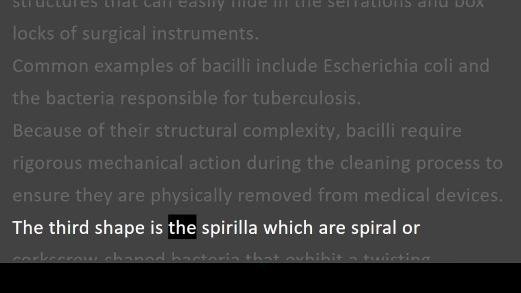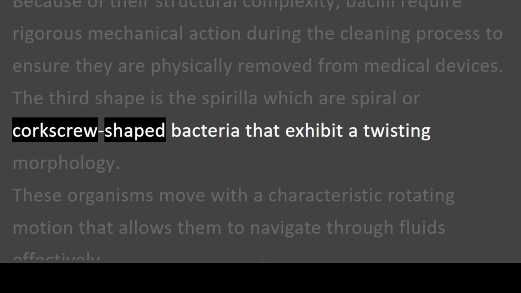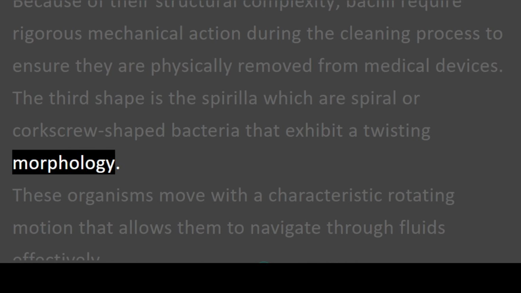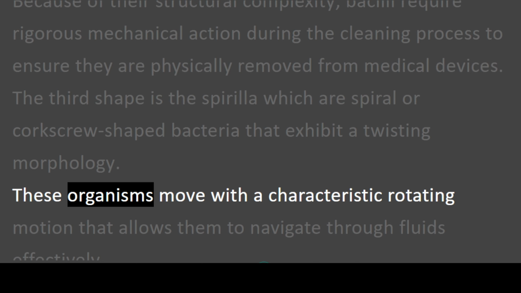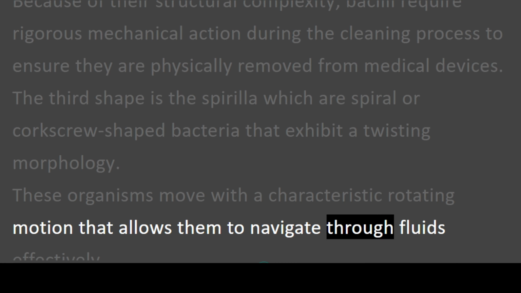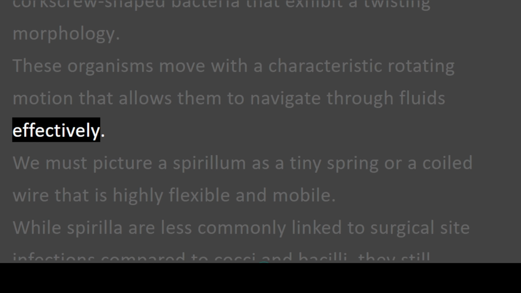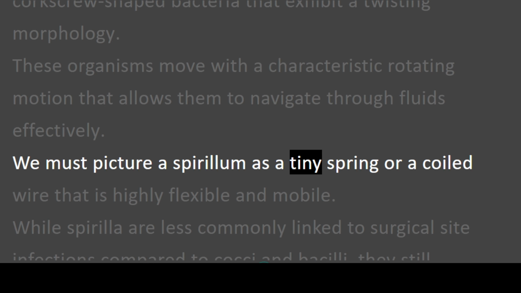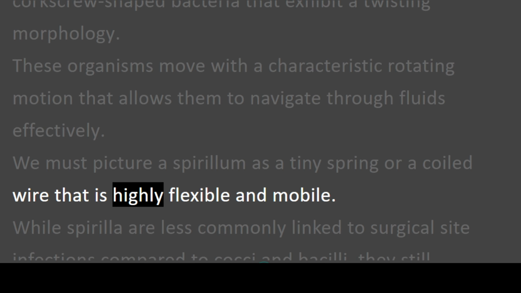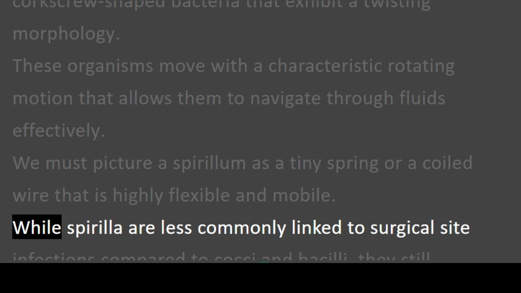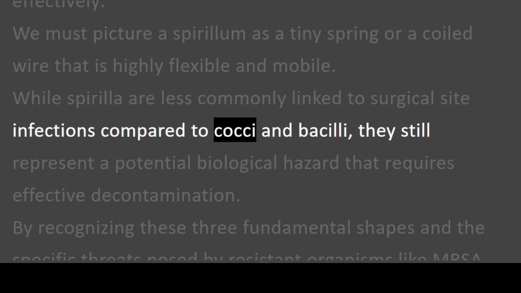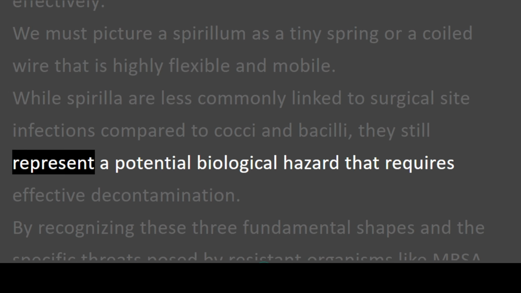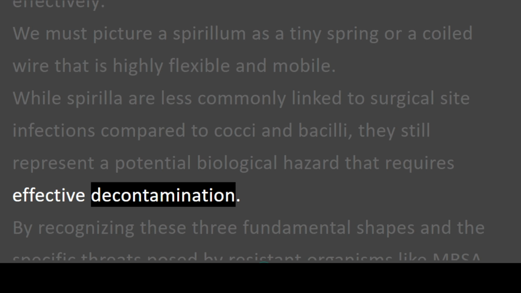The third shape is the spirilla, which are spiral or corkscrew-shaped bacteria that exhibit a twisting morphology. These organisms move with a characteristic rotating motion that allows them to navigate through fluids effectively. We must picture a spirillum as a tiny spring or a coiled wire that is highly flexible and mobile. While spirilla are less commonly linked to surgical site infections compared to cocci and bacilli, they still represent a potential biological hazard that requires effective decontamination.